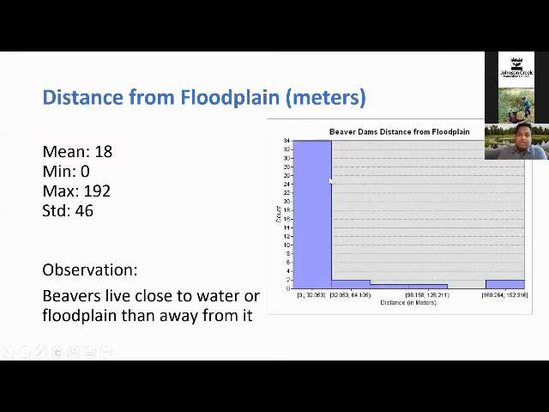And then distance from floodplain, we see that most of the beaver dams are, of course, very close to the floodplain because most of Johnson Creek is along the floodplain, the FEMA floodplain. There are only a few outliers here.